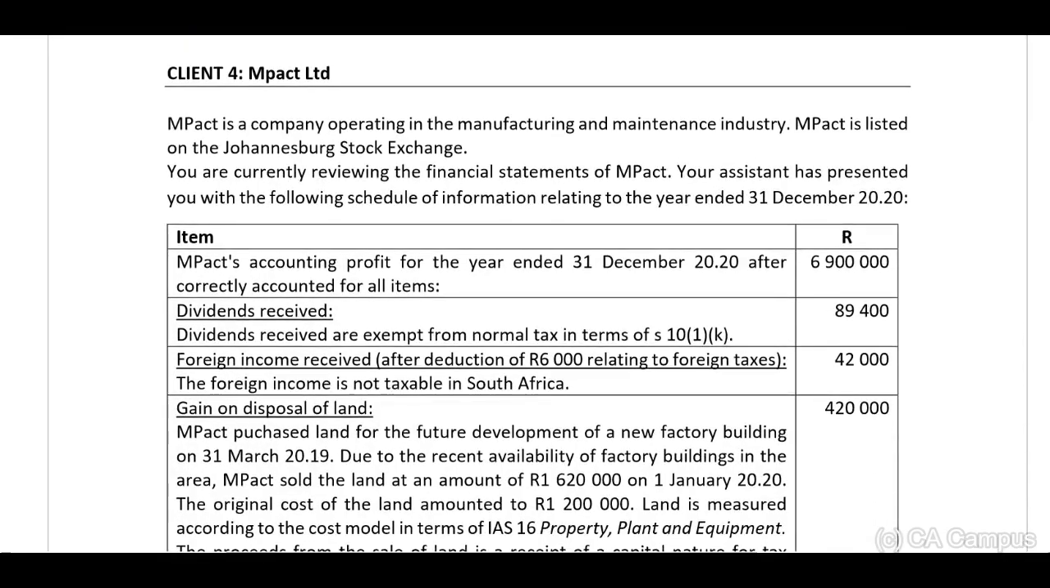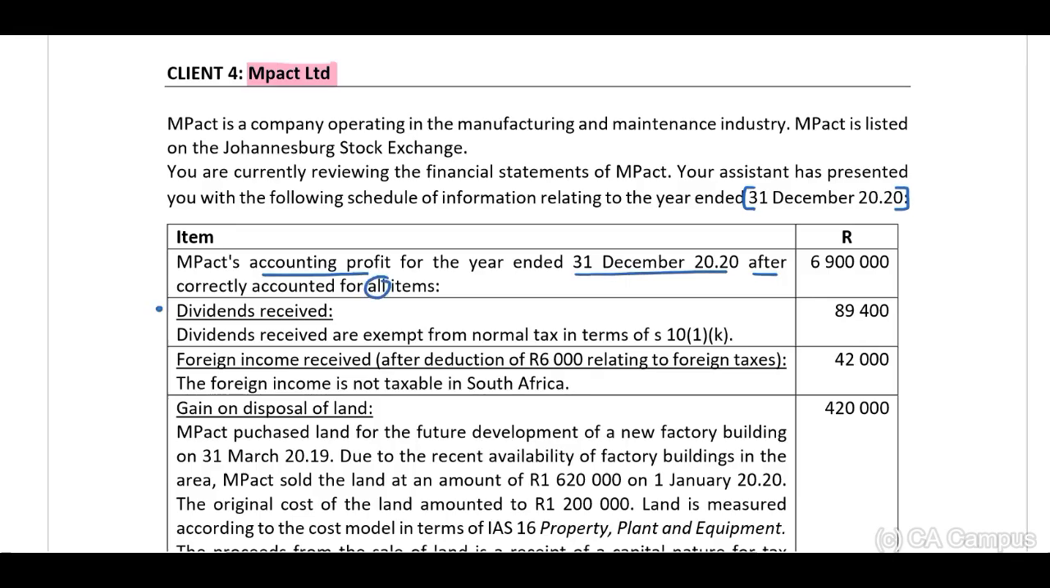Client 4, Impact Limited. Impact is a company operating in the manufacturing and maintenance industry. Impact is listed on the Johannesburg Stock Exchange. You are currently reviewing the financial statements of Impact. Your assistant has presented you with the following schedule of information relating to the year ended 31 December 2020. Items. Impact's accounting profit for the year ended 31 December 2020 after correctly accounted for all the items.